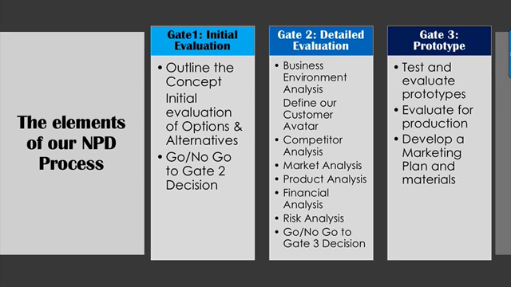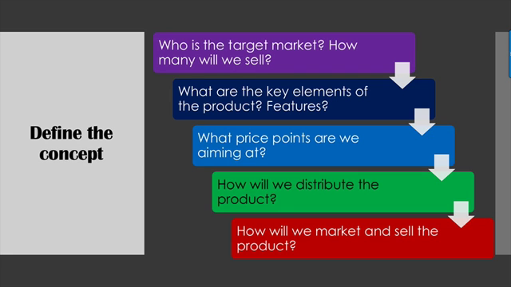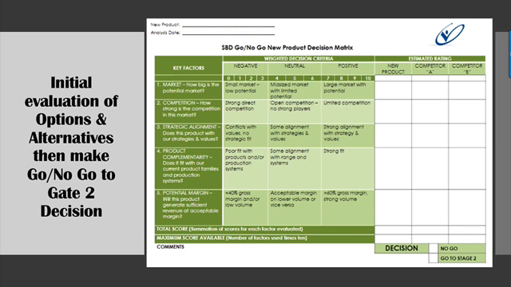Anyway, let's quickly run through the things we're going to want to talk about. In Gate 1, the initial evaluation, we'll go through this in detail in the course, but who's the target market, how many will we sell, what are the key elements of it, what price points, how we're going to distribute it, and how we're going to market and sell it. Pretty important stuff. The go/no-go matrix looks at some key factors, and you evaluate it against your product, and against competitors if you have that competitor information, and then you decide whether to move ahead at that point.